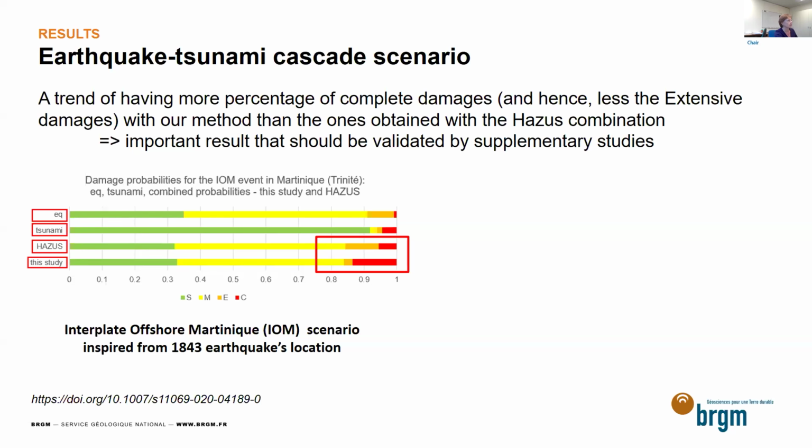We can see that we have a trend of having a higher percentage of complete damages, and in this case, we have less extensive damages. We can see that the HAZUS combination is more or less a summation of collapse damage from earthquake and tsunami. And in our case, the collapse damage is much more than a summation, because we consider the reduced vulnerability.